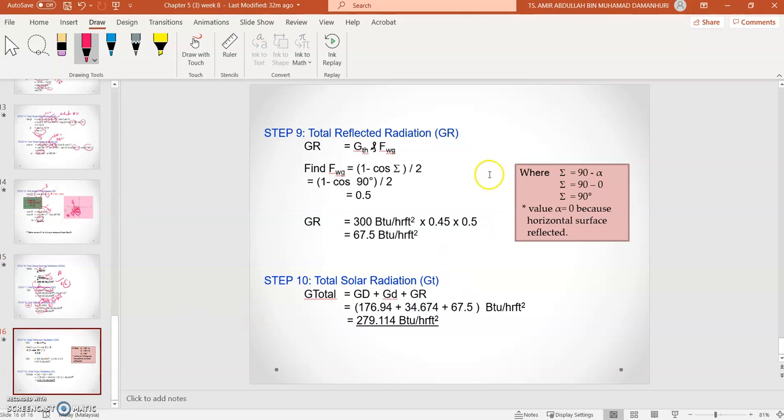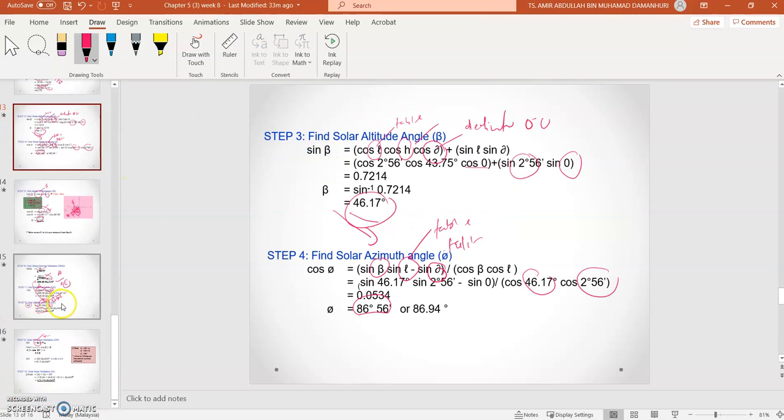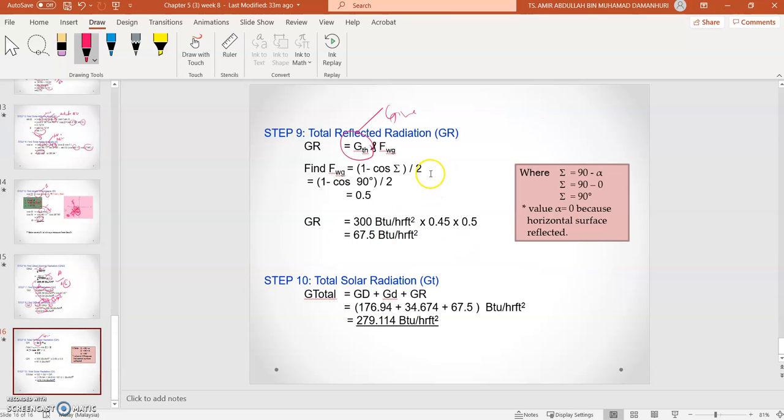Alright, the next one, this is another that we add in this question, total reflected radiation, or GR. So for GR, the GTH is given in the question, which is 300 BTU per hour. Usually in the example we will give the value of GTH, because GTH would be referred to another table, but there are too many, so that's why we just give you the value of GTH.